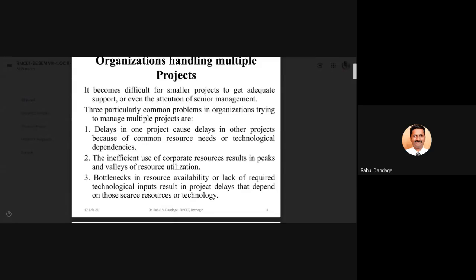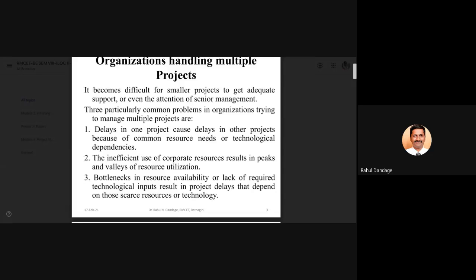So for this purpose, if you are going for multiple projects simultaneously, we need to go for resource planning in advance, and we have to see that whatever resources we have, they are utilized by the multiple projects in the most efficient manner. Bottlenecks in resource availability or lack of required technological input results in project delays that depend on those scarce resources or technology.